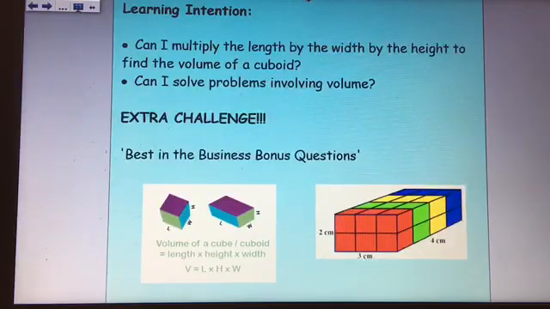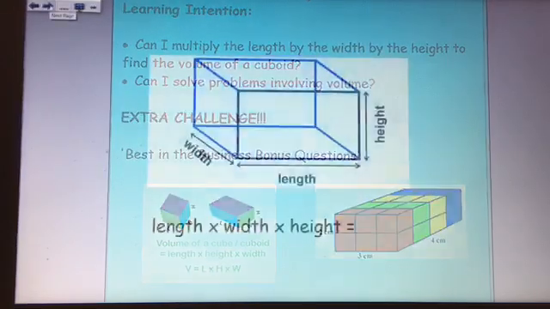Okay, so today we're going to do some work on volume. The volume is the space inside a shape. So we're going to do some work on the volume of a cuboid or a cube. Your learning intention is: can I multiply the length times the width times the height to find the volume of a cuboid? And can I solve problems involving volume? And of course, there'll be the best in the business bonus questions at the end.